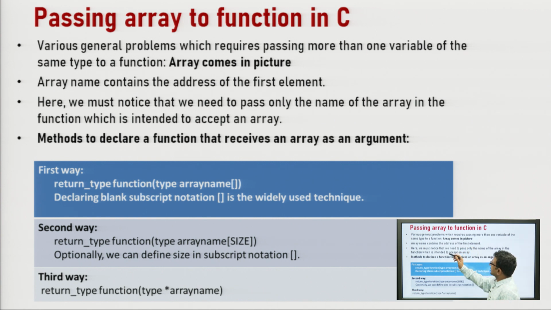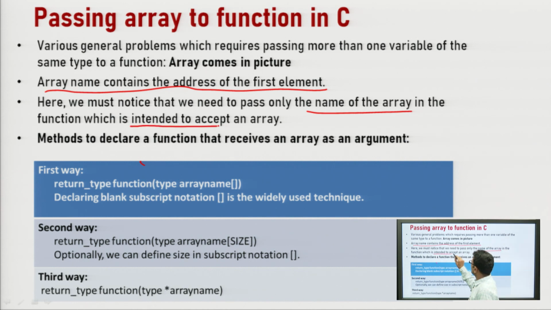The array name contains the address of the first element. This is the beauty of an array: when we write down the array name only, it contains the address of the first element. So, it is very fruitful in writing programs in C. Here we must notice that we need to pass only the name of the array in the function which is intended to accept an array.